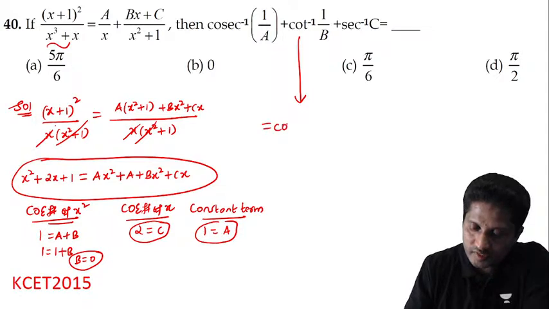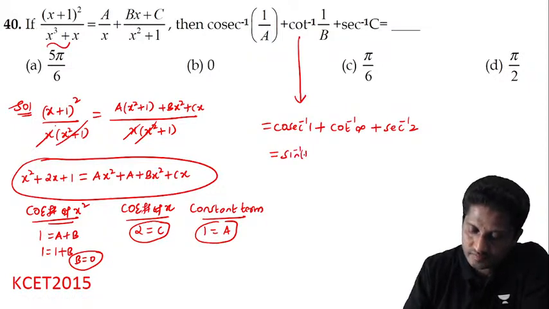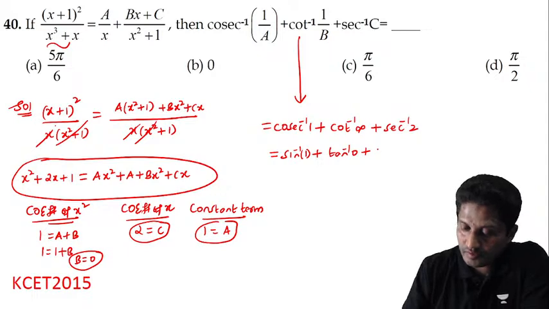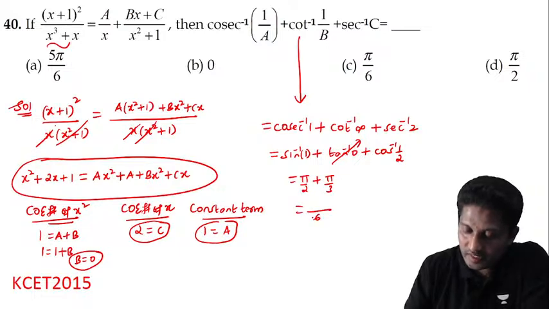This becomes cosec inverse of 1 by a, that is 1, plus cot inverse of 1 by b. 1 by b is infinity, plus sec inverse of c. Sec inverse of c. Okay, cosec inverse of 1 is sine inverse of 1. Cot inverse of infinity is tan inverse of 0. Sec inverse of 2 will be cos inverse of 1 by 2. Anyways, this fellow is 0. Sine inverse of 1 is pi by 2 and cos inverse of half is pi by 3. LCM is 6, right? Cross multiply and add, you get 5 pi by 6. Good question. Answer is option.